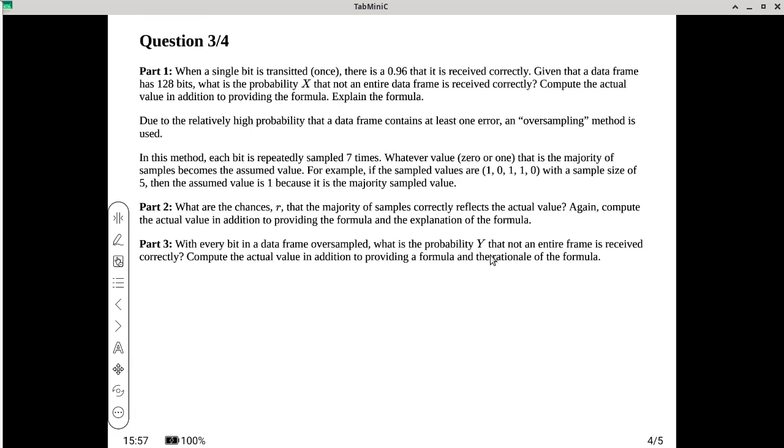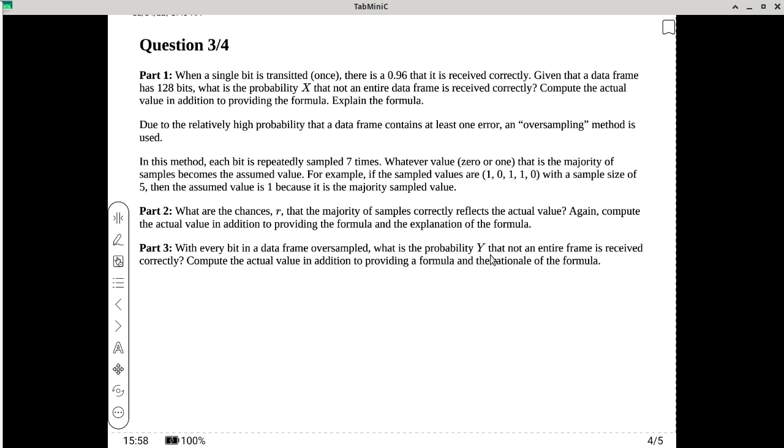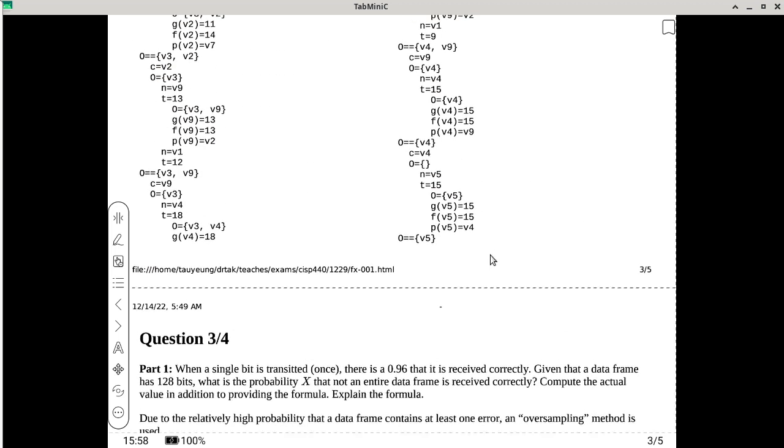This is the other probability, which is based on when you transmit a bit, there is a chance that it's not going to be transmitted or received correctly. And we want to figure out as a packet, what are the chances that up to X many bits are transmitted correctly and so on. And we're going to use an oversampling technique, so that each bit is oversampled a few times. So that's question number three.